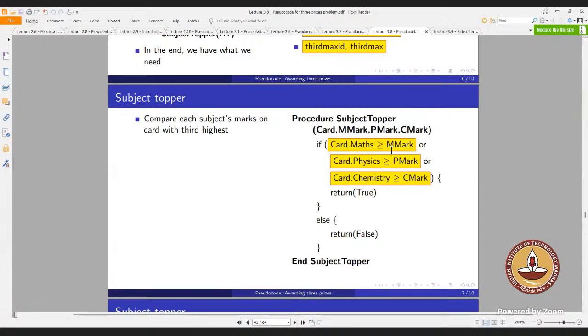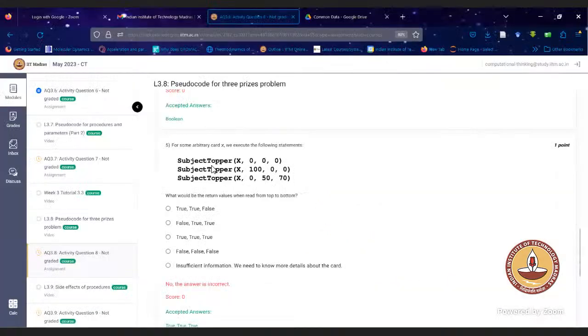Because you have 0 in all of the options, one of the marks is 0. So the condition that this will satisfy is true, which is why it will return true when this procedure is called upon. In your question, when the procedure is called upon, what they want is what this particular call will return. That's why it will return true, true, and true for each case. So we don't need to look at the second and third cases. No, we don't need to.